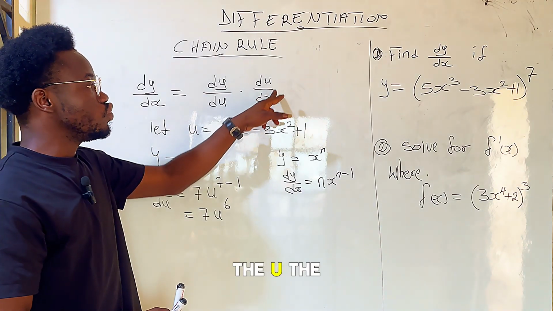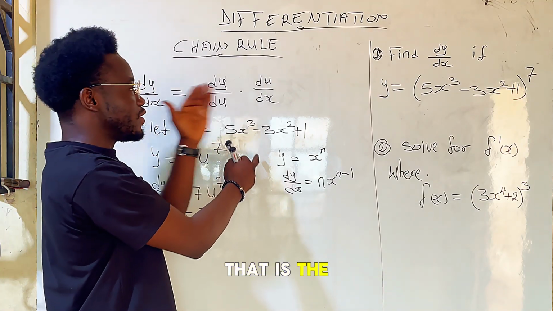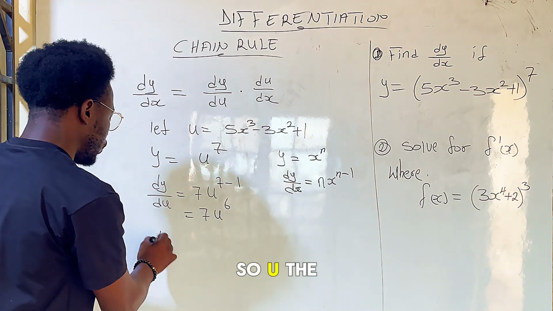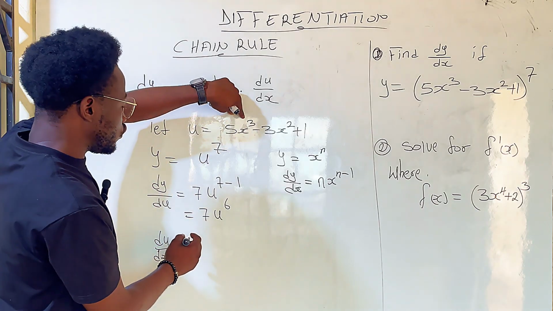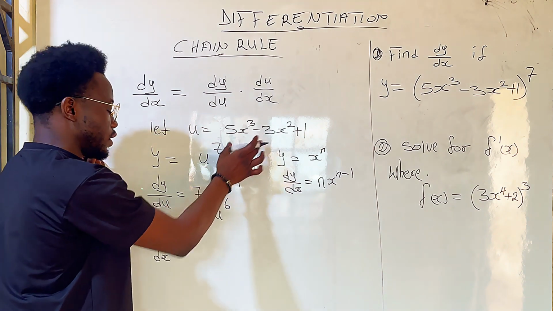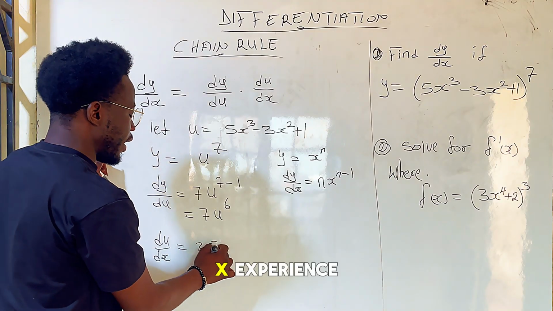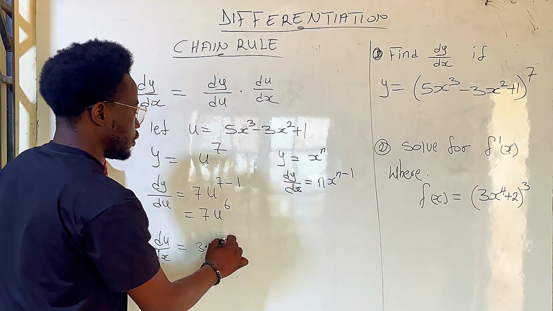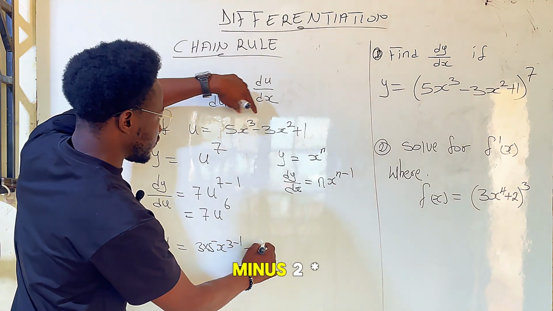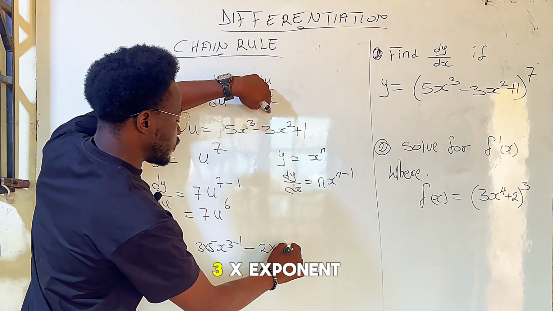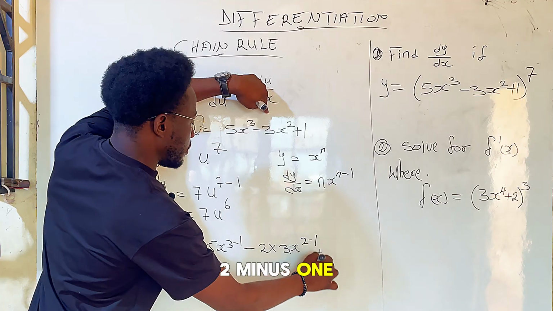We have found dy du. Now we are going to find du dx. That is, you are differentiating the function u with respect to what? x. That is the second step. du dx is going to be equal to, I'm dealing with this. So you use the same general principle to solve for this. So we have 3 multiplying 5x exponent 3 minus 1. So we are dealing with this portion. Minus 2 times 3x exponent 2 minus 1 plus 0.